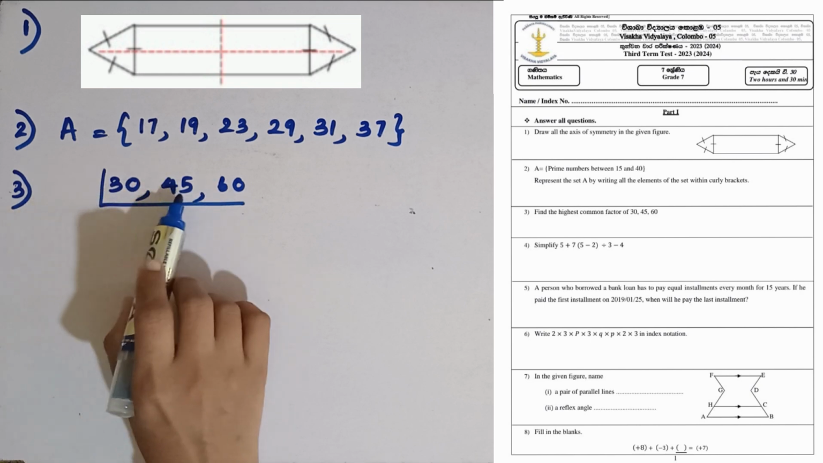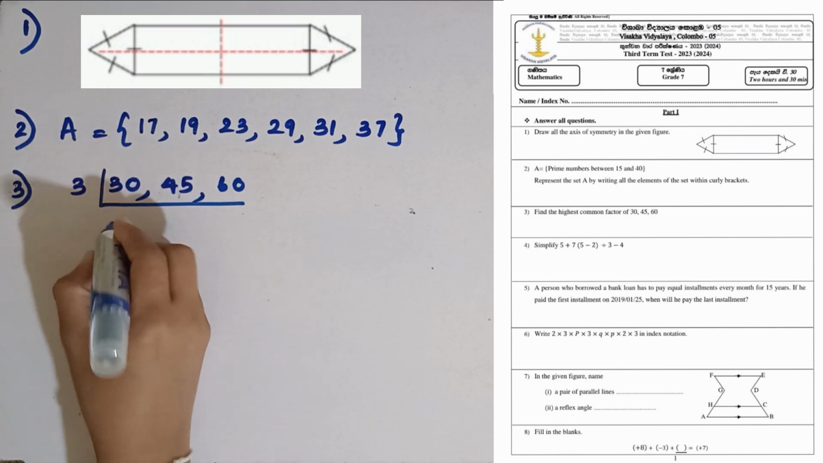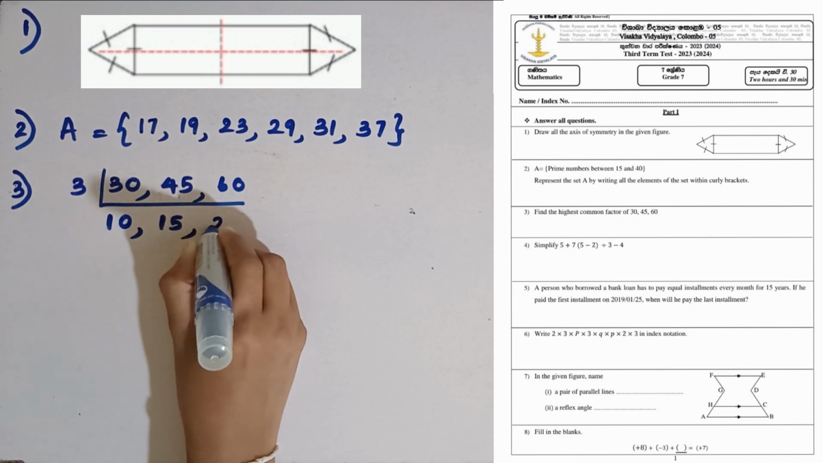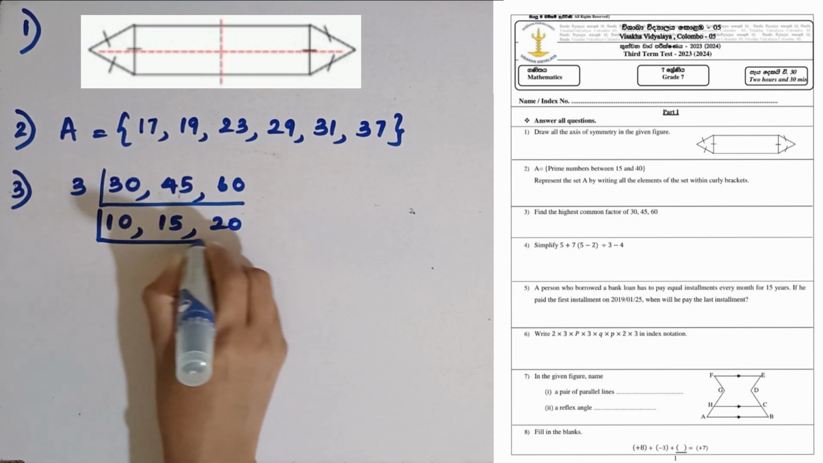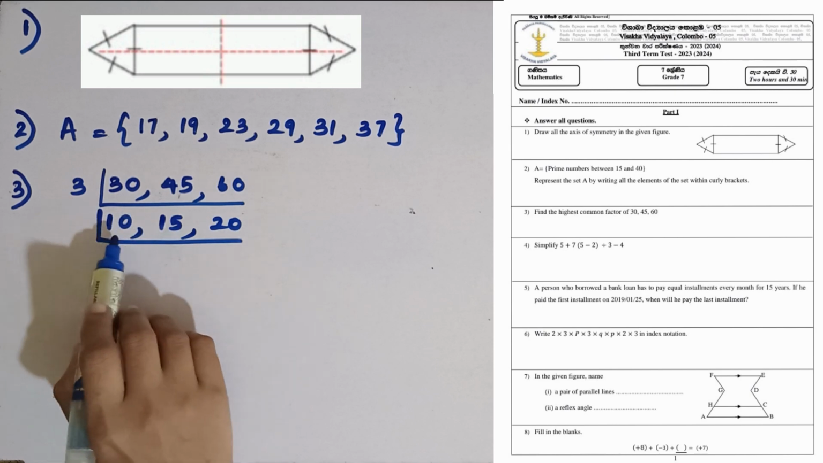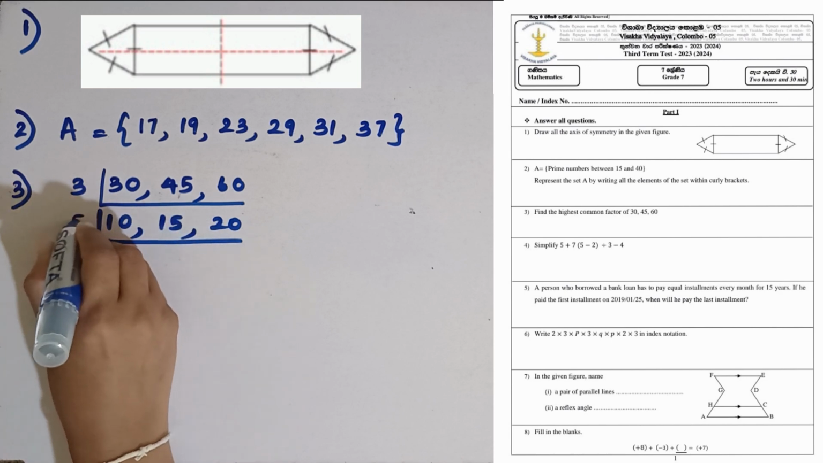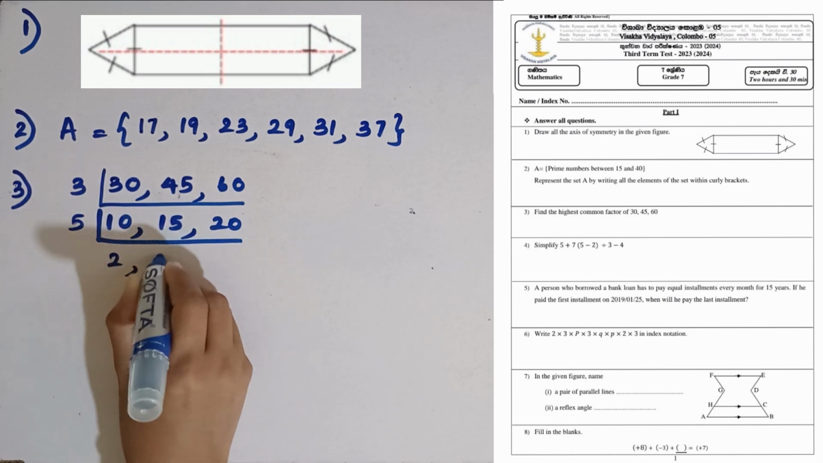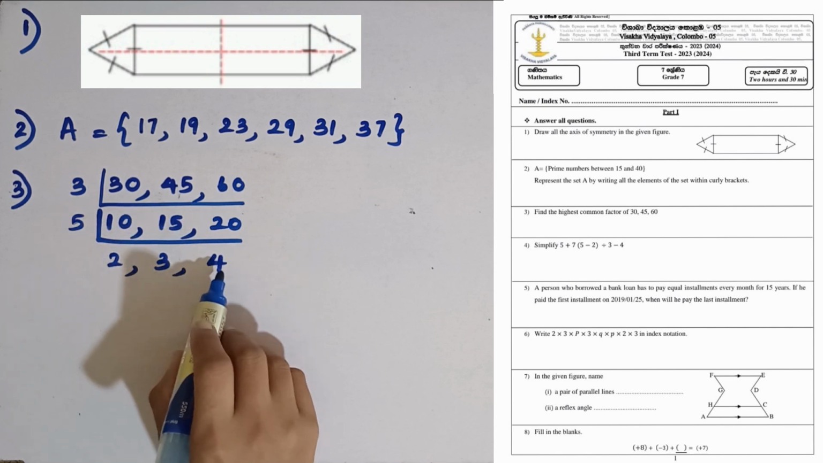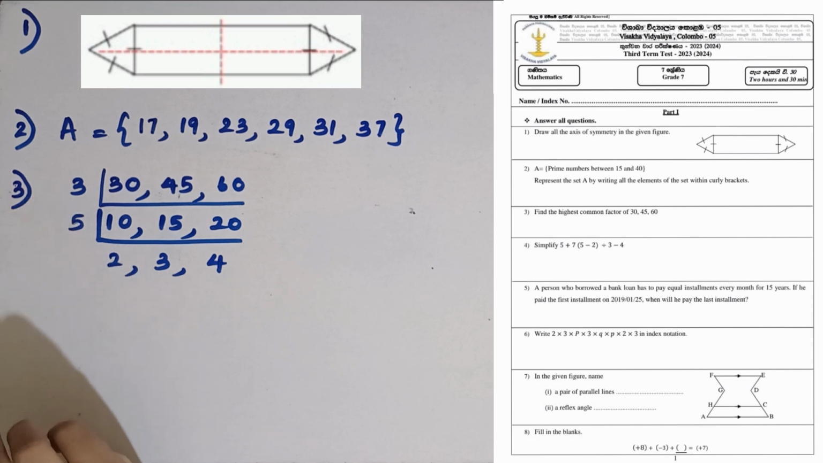We can't take 2. This is not divisible by 2. We can take 3 here. 3 times 10, then 15, 20. Now we can't take 3, but the next prime number 5 can be taken. All are divisible by 5. 5 times 2, 3, 4. Now we can't find any prime number which all the numbers are divisible by. So we are stopping the division here.